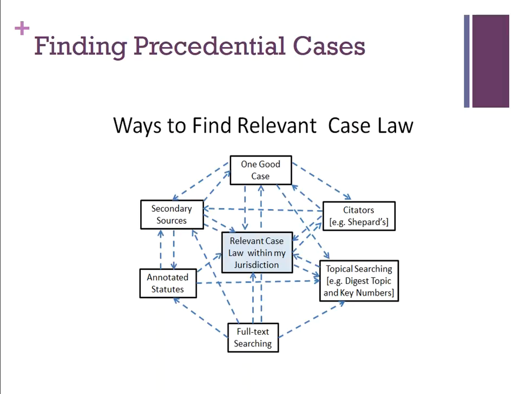So you pull up that case, you read the case, and as you're reading it, you see the other important cases that are cited within that case, and you can also use a citator to find additional relevant cases. So that one good case method is a really powerful way to find additional case law research. So we're going to talk about that method in connection with citators and topical searching.